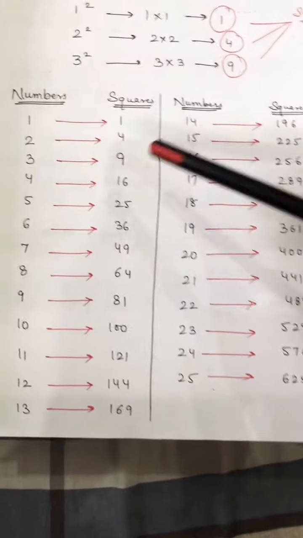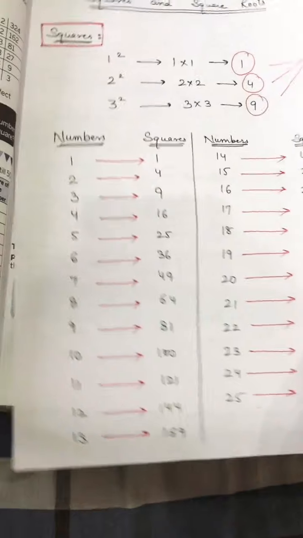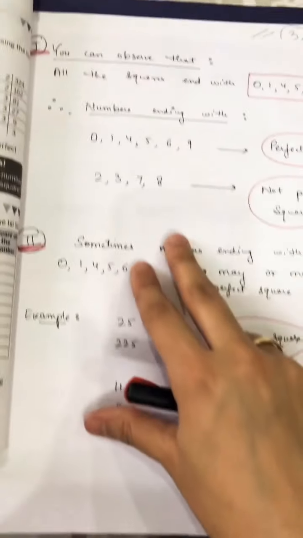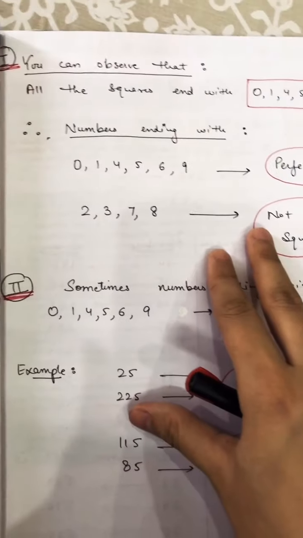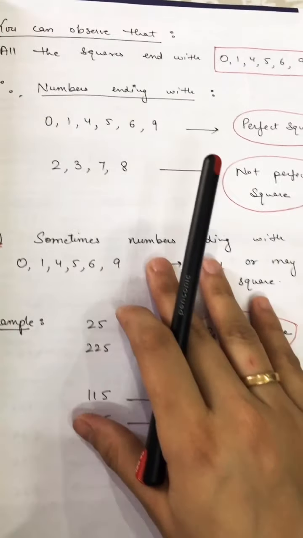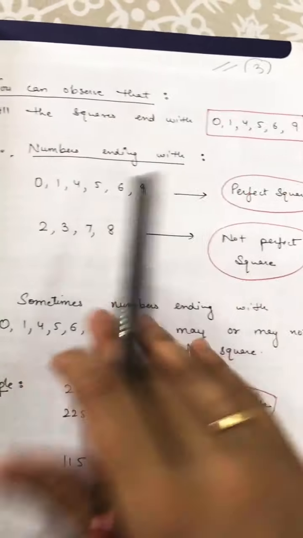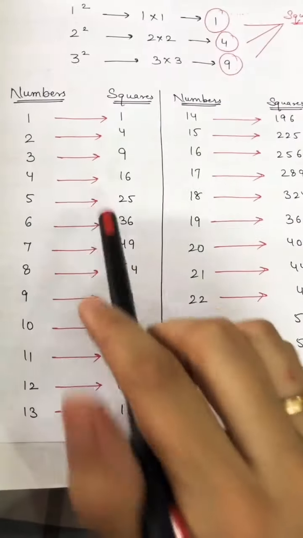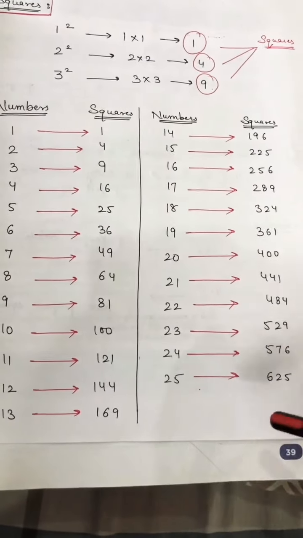Now see, I have written here some squares up to 25 because I want to tell you something. Before I start the exercise, there are some rules on how you can check squares by the shortcut method. From the previous table you can see that I have written squares of 1 to 25.